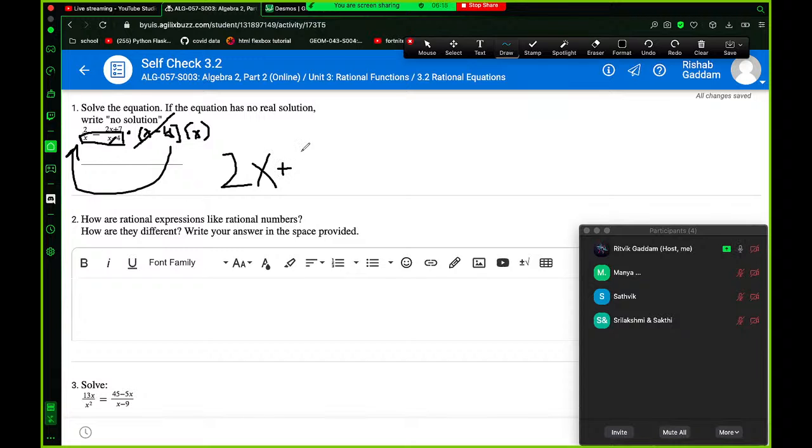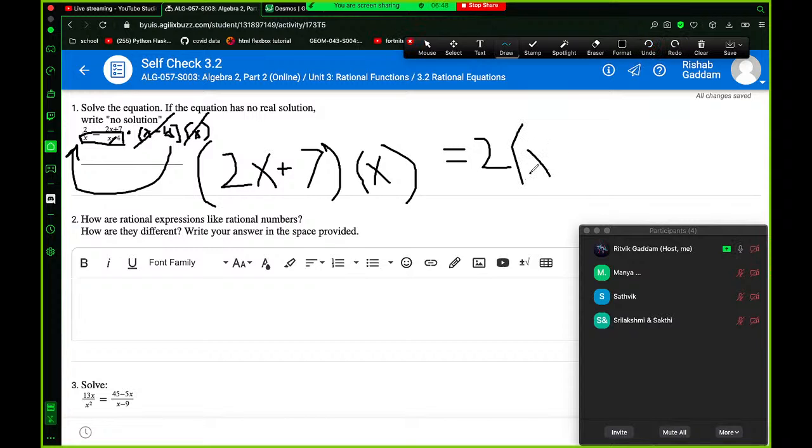times x, because the x minus 4 got cancelled out on this side, and this is equal to 2 over x times x minus 4 times x. So over here on this side, the x gets cancelled and the x minus 4 stays. So we have 2 times x minus 4.